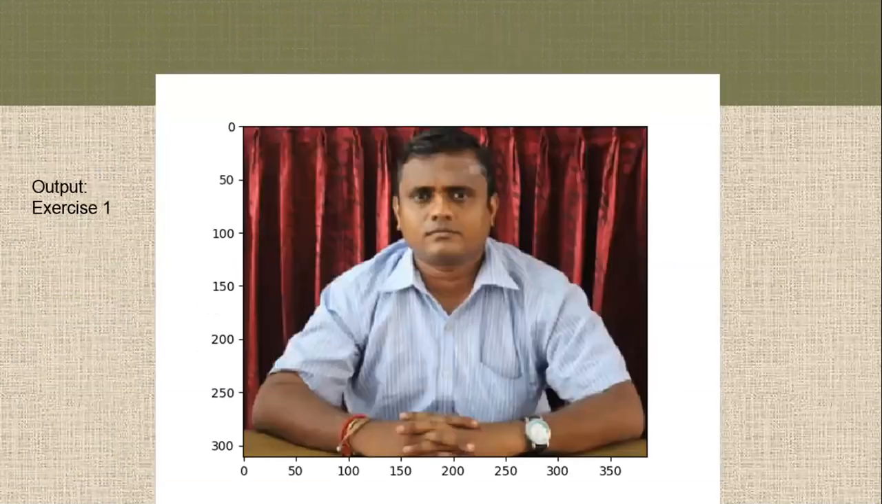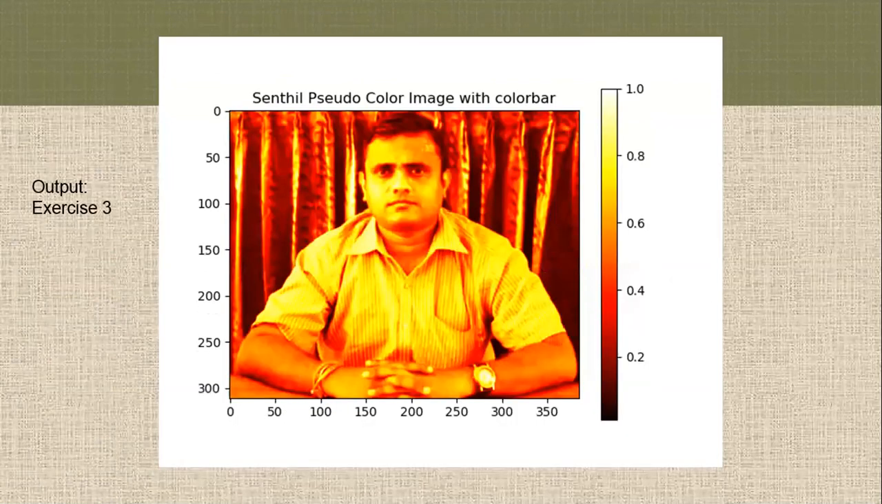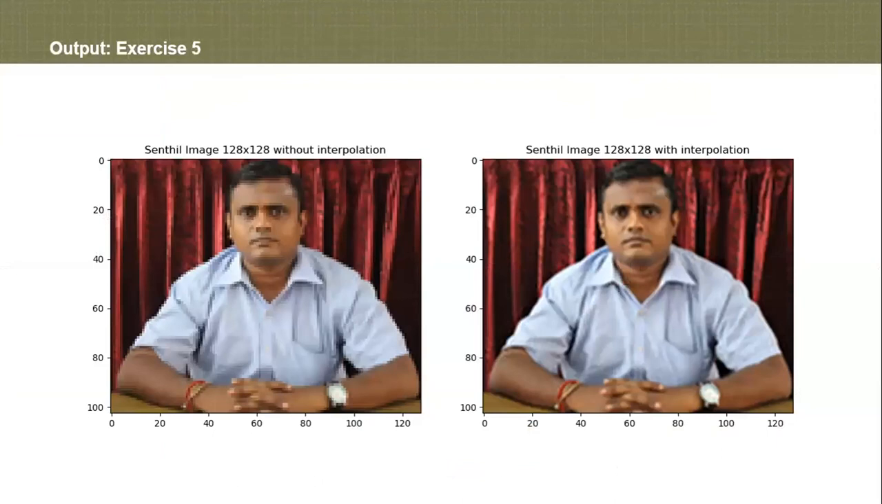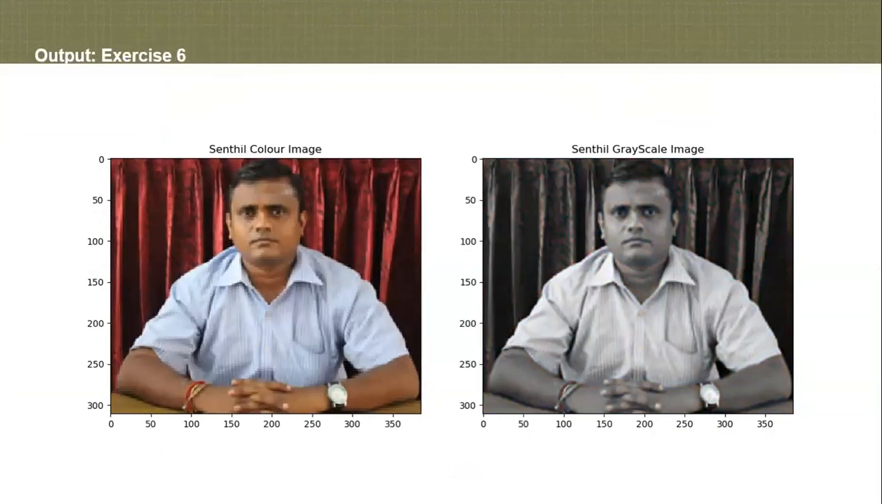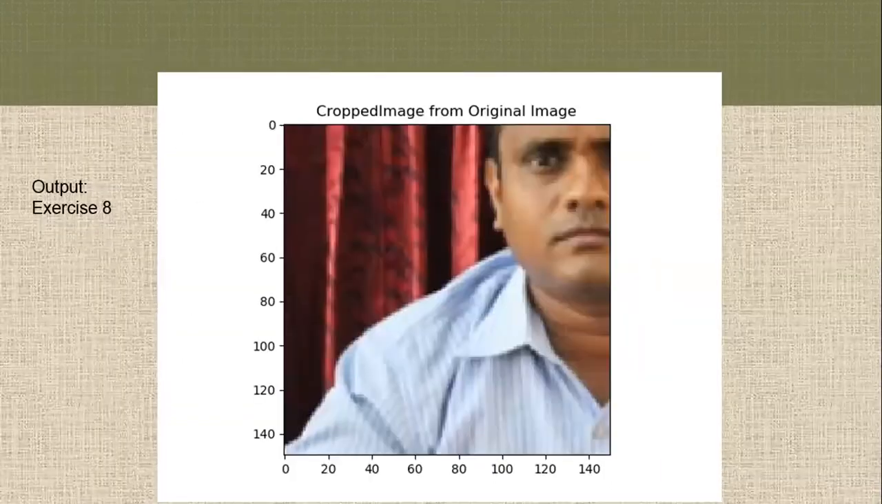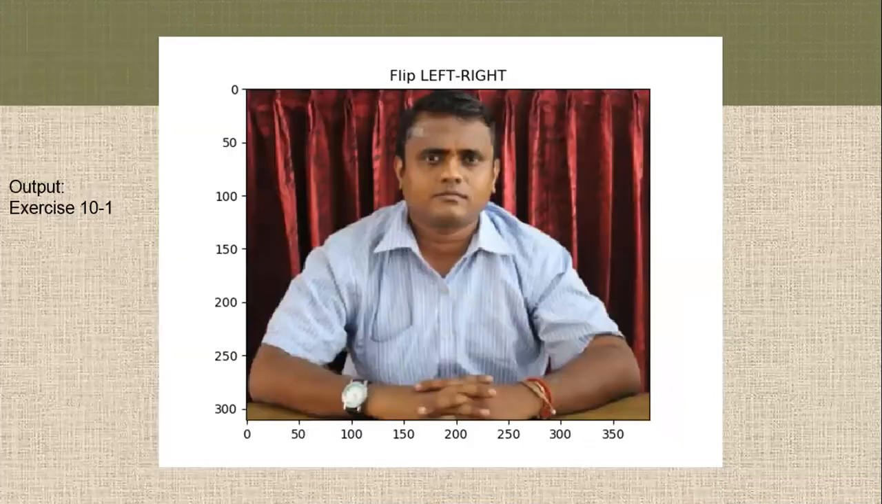Output of exercise one, simple image read and display, pseudo color image. Output of exercise two, color image with color bar. Output of exercise three, image resizing and image interpolation, and conversion of color image into grayscale image, histogram plot, exercise number seven output, exercise number eight output, cropped image from the original image, and separating blue matrix, green matrix, red matrix from the original color image, and flipping left to right.